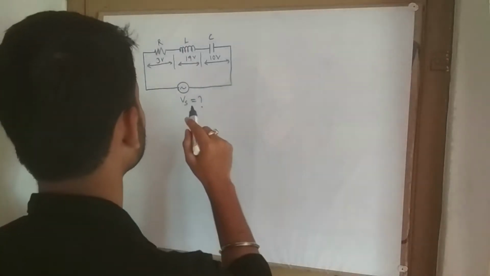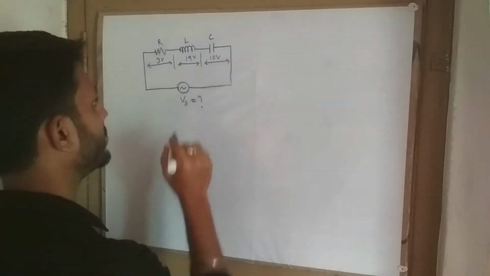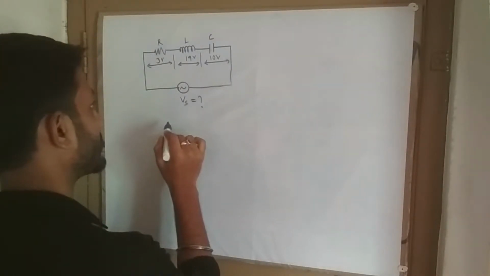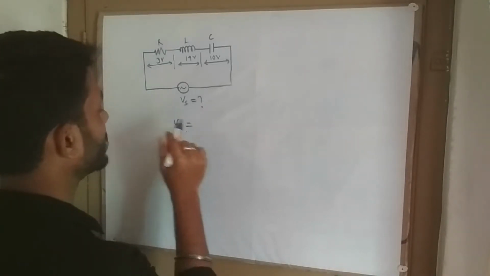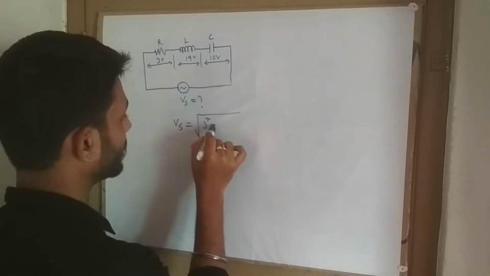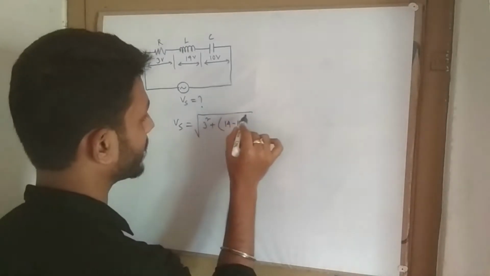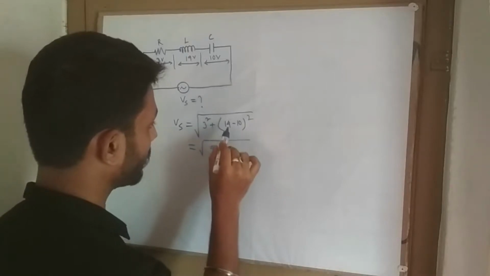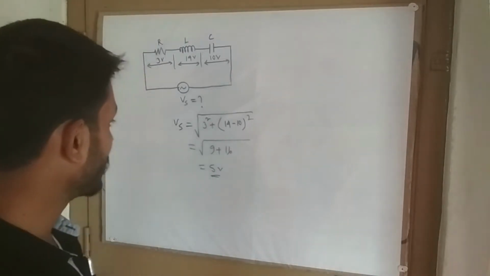Okay, this type of question is very easy. If you find the answer, the time taken will be hardly 10 seconds. See, first see what will be the answer. Vs equal to, directly you can find, square root of VR square, 3 square, plus VL 14 minus Vc 10 whole square. So it will become 9 plus 4 square 16. So the answer will be 5 volt.